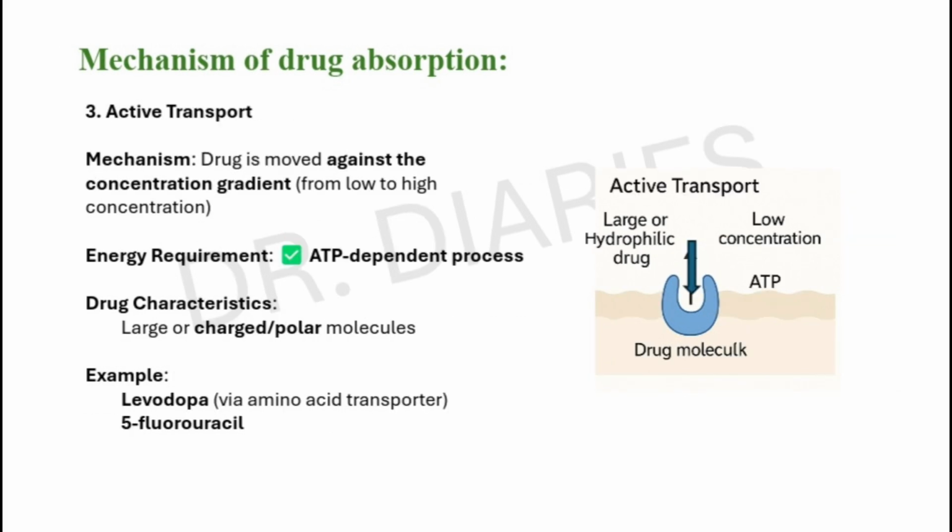3. Active transport of the drug against concentration gradient, low to high. So it requires energy, ATP, and a carrier protein for its movement. Drugs should be large or charged drugs. Example, levodopa via amino acid transporter. This mechanism allows essential or structurally similar compounds to be absorbed efficiently, even when natural diffusion wouldn't allow it.